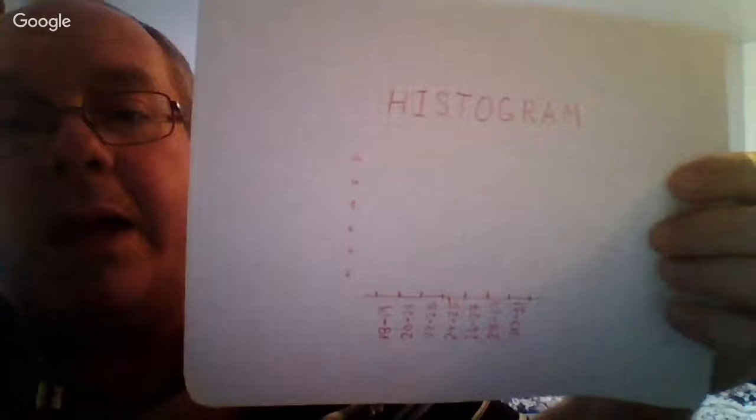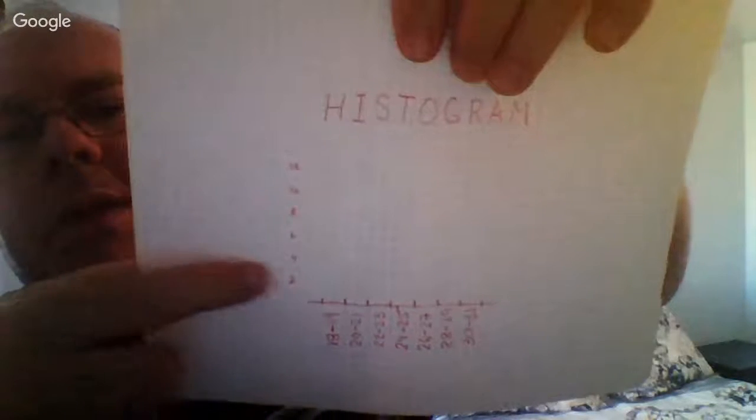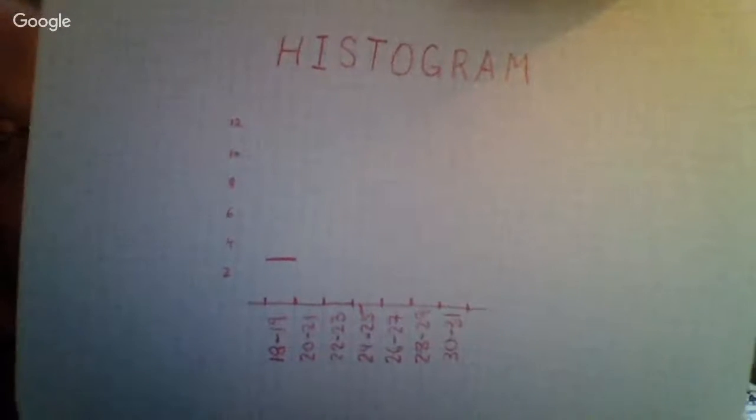I'm going to count up how many times I read either 18 or 19. I'm going to mark that on my histogram. So I'm going to keep my frequency table on the side here, because that's the easiest way to do that. So I have 2 18s and 1 19. That's a total of 3. On the left-hand side over here, you see I've labeled these 2, 4, 6, 8, 10, 12. So what I'm going to do is put a line at 3 between 18 and 19, like that. Okay. Now 20 and 21.